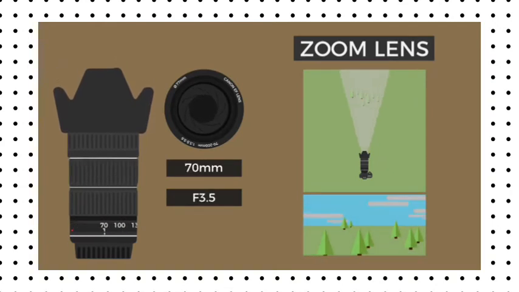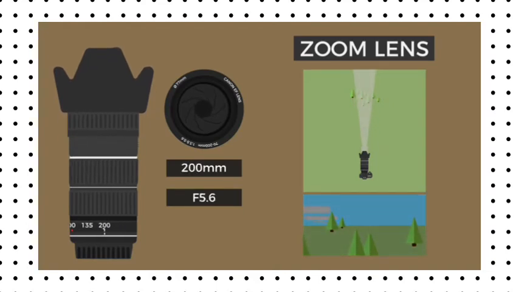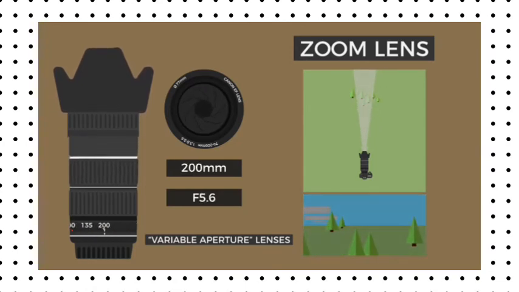While prime lenses will have a fixed maximum aperture, the maximum aperture of a zoom lens will often get smaller as the focal length increases. These lenses are called variable aperture lenses. This is important because for a zoom lens with a focal length of 70 to 200 millimeters, the aperture may increase from f3.5 to f5.6, decreasing the amount of light entering the camera.